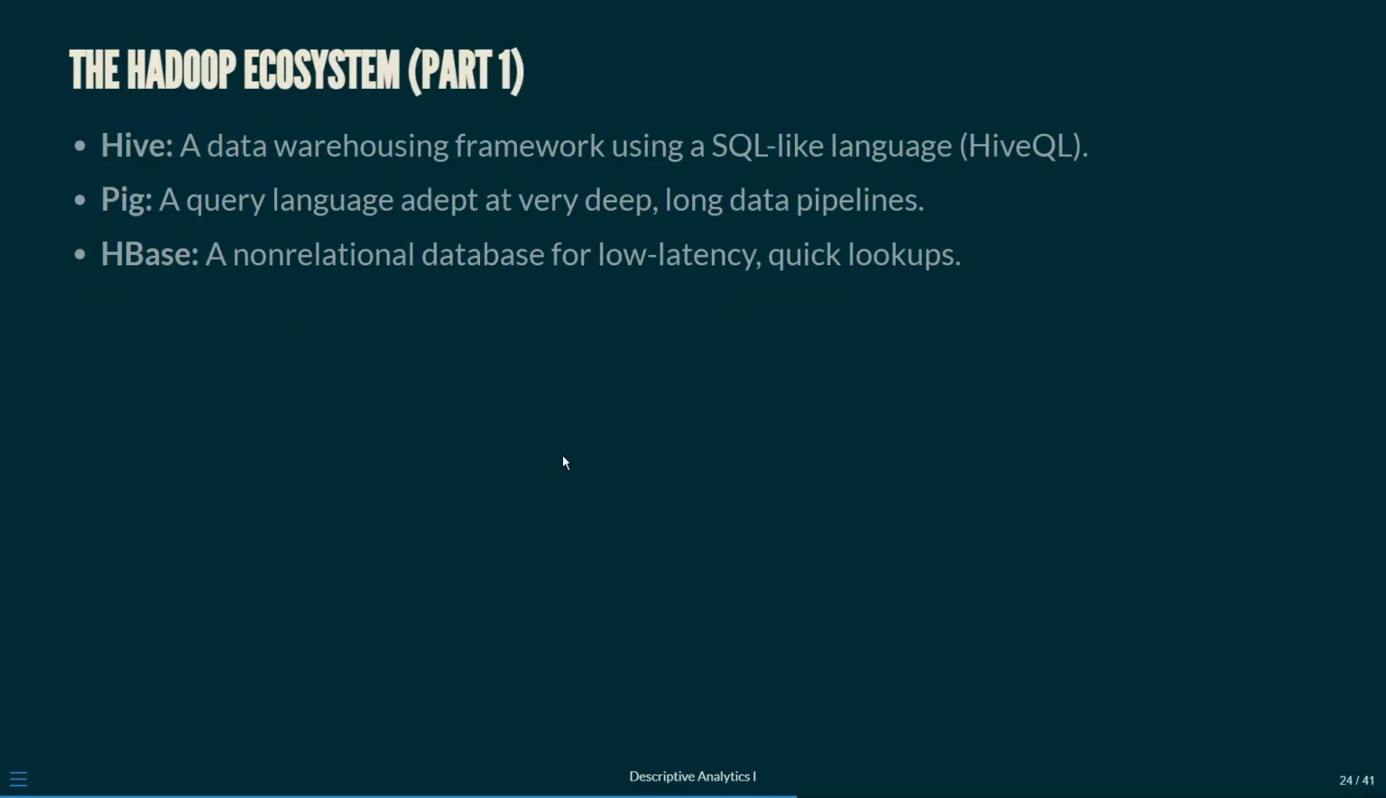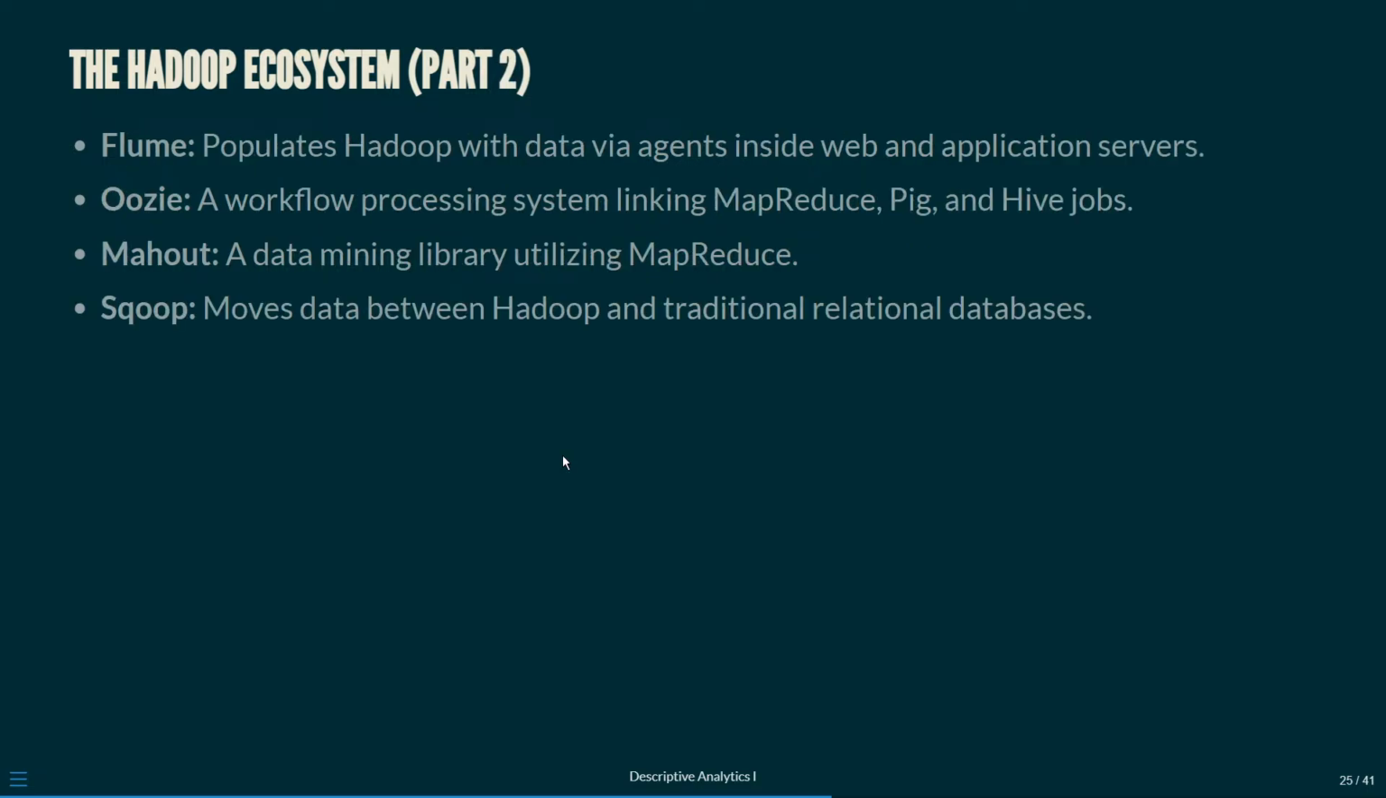And the Hadoop ecosystem is as follows. First, we have Hive. This is the main data warehousing framework using a SQL-like language, mainly HiveQL. We have Pig, a query language adept at very deep, long data pipelines. HBase, a non-relational database for low latency, quick lookups. And we also have Flume. This populates Hadoop with data via agents inside web and application servers.